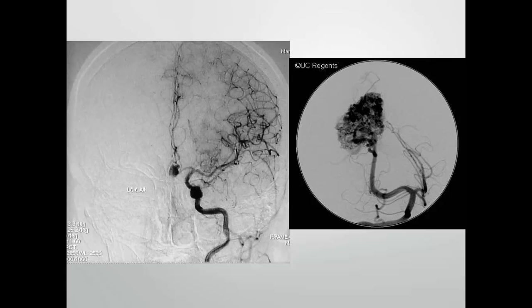Alright, so this is a couple of pictures of your cerebral angiography, and so this one over here is showing you an aneurysm that needs to be repaired, and then this one on this side is that arteriovenous malformation, and so you can see how it just ends up being this big glob of vessels.